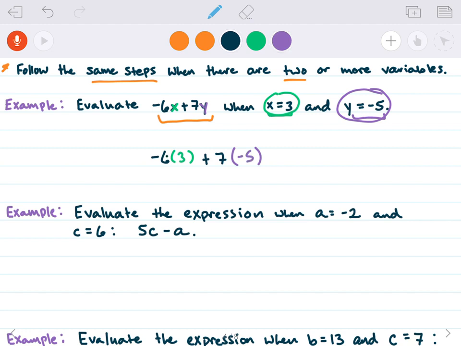So PEMDAS says, hey, let's go ahead and multiply first. So we have -6 times 3 is a -18, carry down the plus. A 7 times a -5 is a -35. And remember, when we have a plus and a minus directly next to each other, we can turn that into just a subtraction sign. So this becomes -18 minus 35. So what's -18 minus 35? Well, that's going to give us -53, and that's our answer there.